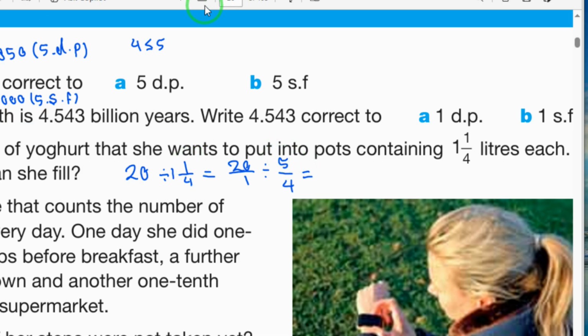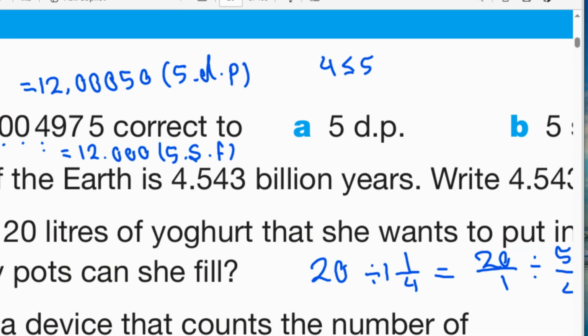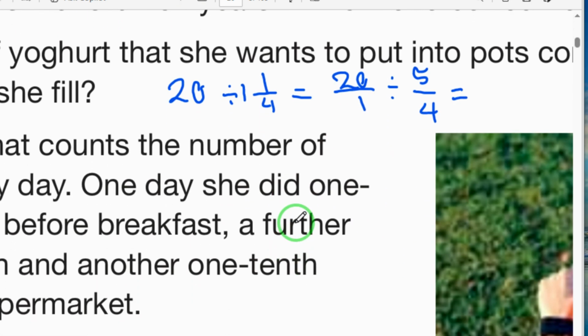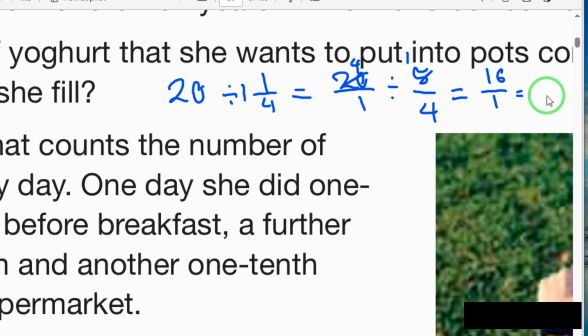Here in fraction you can cancel numerator by numerator as well. 1 times 5 is 5 and 4 times 5 is 20. Then we multiply and use cross multiplication. 4 times 4 is 16. We write here 1 times 1 is 1, so the denominator is 1. We typically don't write, the answer is 16. It means Jilla needs 16 pots to put 20 liters yogurt into them.